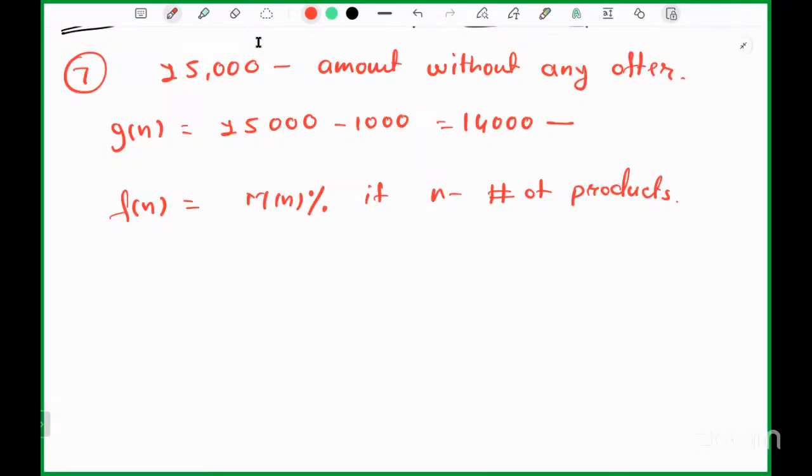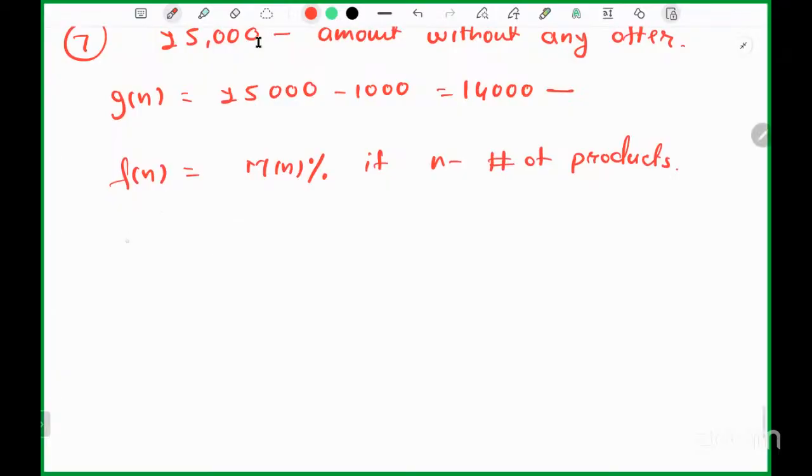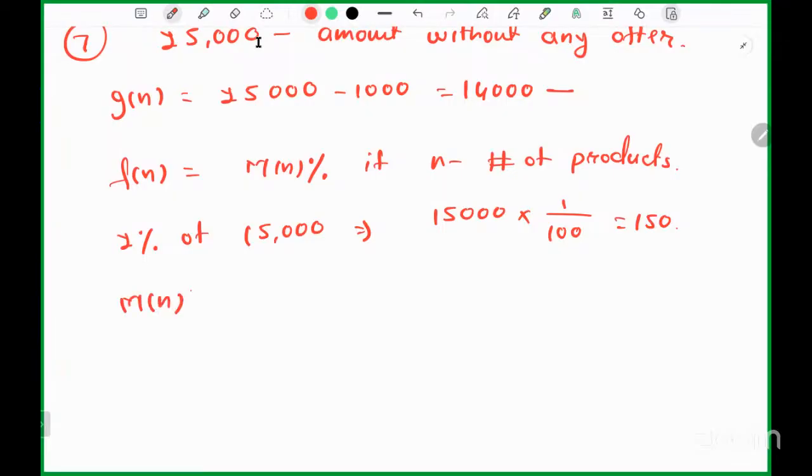So you can check the mn percent, but what is the meaning of percent here? What is 1% of 15,000? 1% means just 15,000 multiplied by 1 upon 100. That's how you calculate 1% of any amount. 1% is actually 150 rupees. So mn percent of 15,000 means 15,000 multiplied by mn upon 100. So this is only 150 times mn.